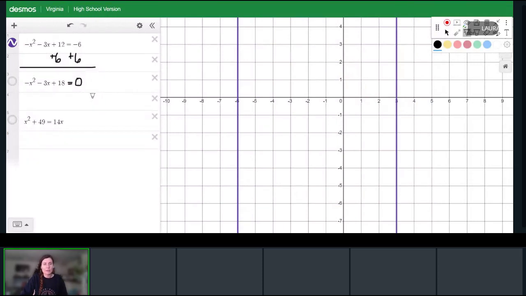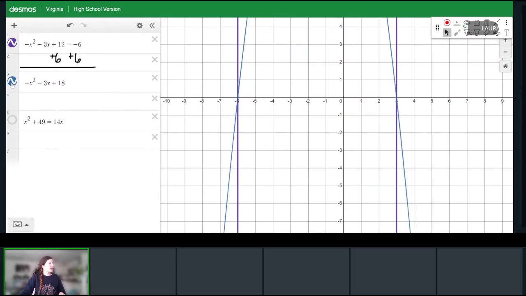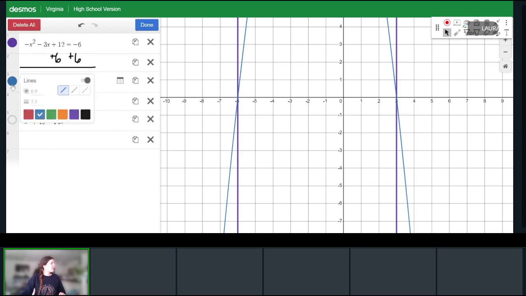Now, I'm not going to type the equal to 0 part. It's just -x squared minus 3x plus 18. That's how it's now in standard form. We just shifted that -6 over so that we had just an ax squared plus bx plus c. Let's go ahead and graph that and see what that looks like. We can see that that is the blue. I'll change it so that it's a much different color. We'll make it bright red here.